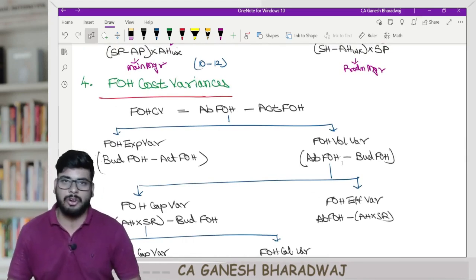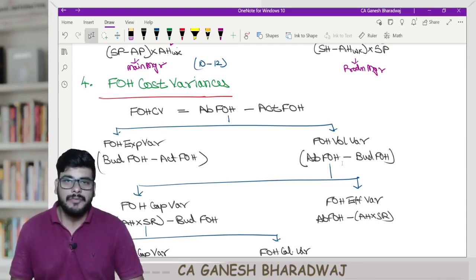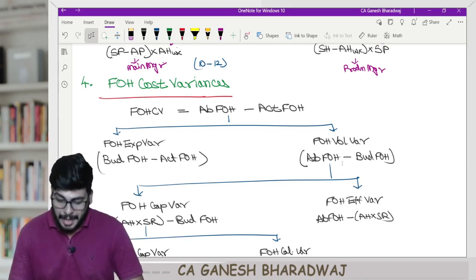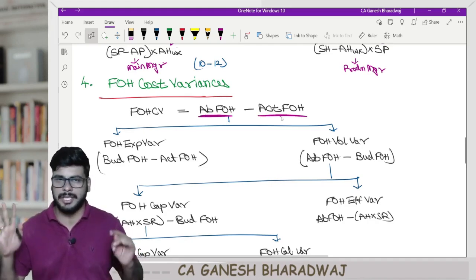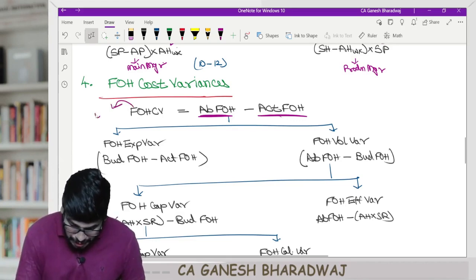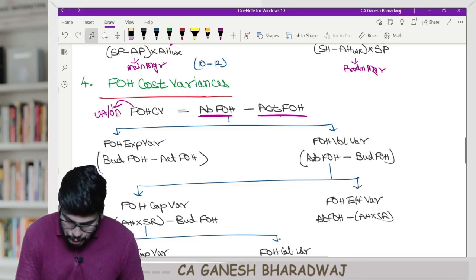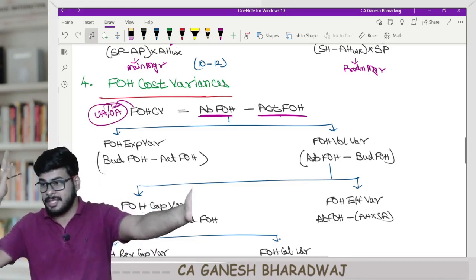Fixed overhead cost variances are completely a different animal altogether. Here, we compare what with what? We compare absorbed fixed overheads with actual fixed overheads. Clear with this, guys? So basically, fixed overhead cost variance represents what? Under absorption or over absorption. Clear with this, guys? Many students think that it is standard fixed cost versus actual fixed cost.